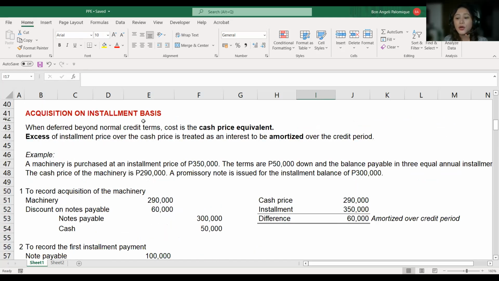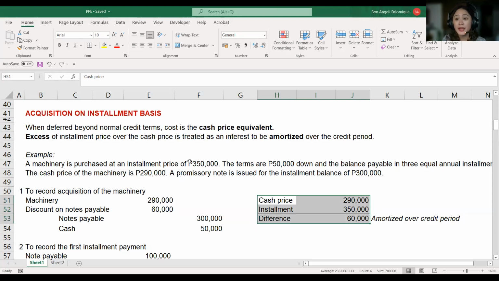Next, acquisition on installment basis. So under the installment basis, when yung payment is deferred beyond normal credit terms, the cost is cash price equivalent. So yung excess ng installment price over the cash price is treated as interest to be amortized. So kailangan mong tignan magkano ba yung cash price equivalent and magkano yung installment. So ito may sample tayo dito na i-amortize natin.